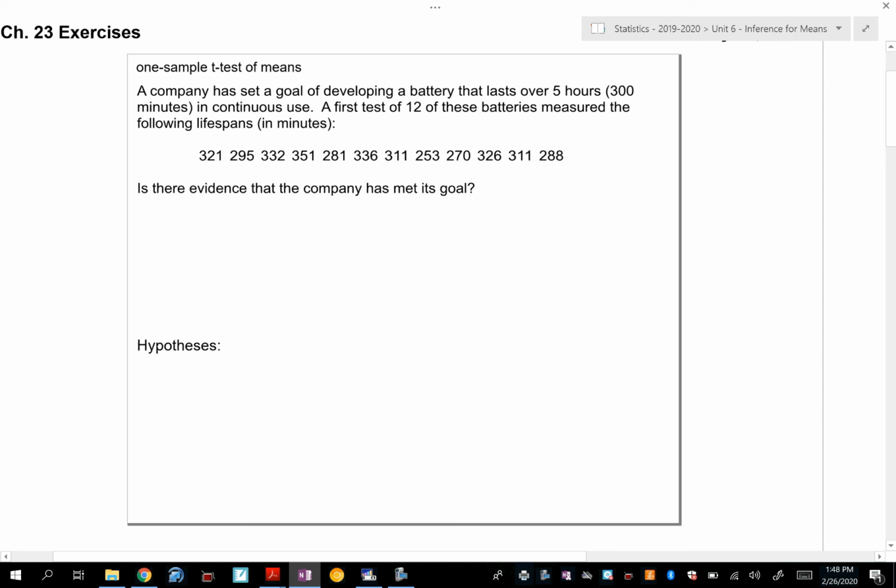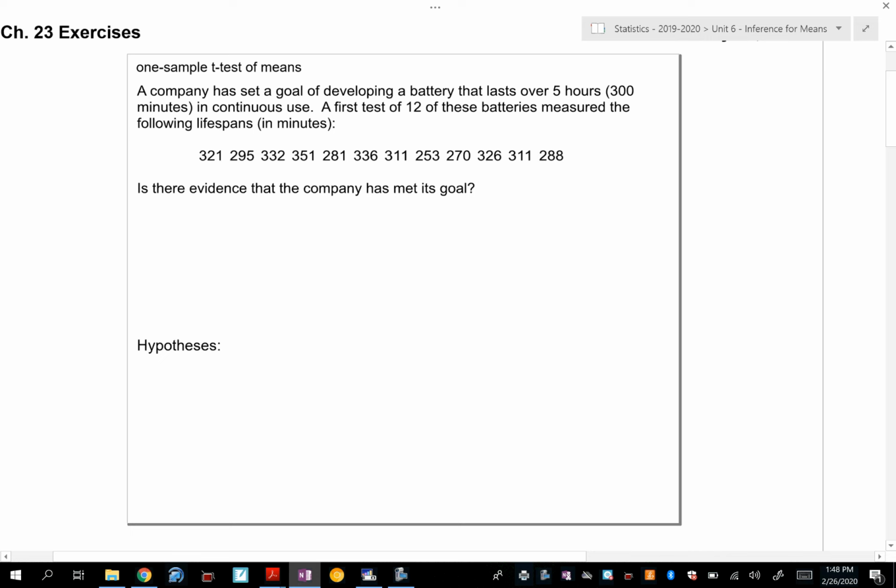Okay, so we want to do an example of a one sample t-test. We're going to talk about means. We have this pretty quick little snippet for a problem here. It says you have a company that's developing a battery that lasts over 5 hours, so over 300 minutes. They have a test of 12 of them, and they wrote down how long they lasted.